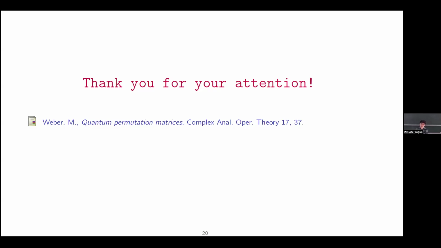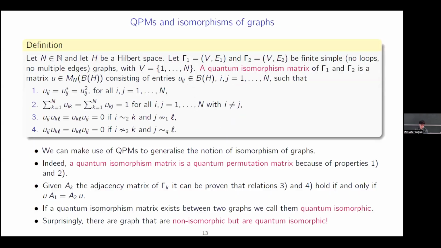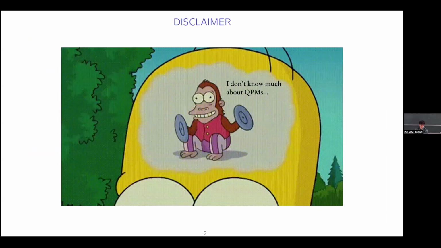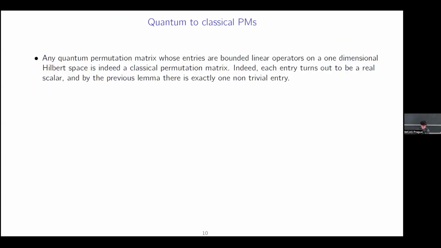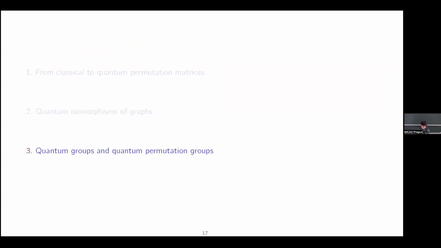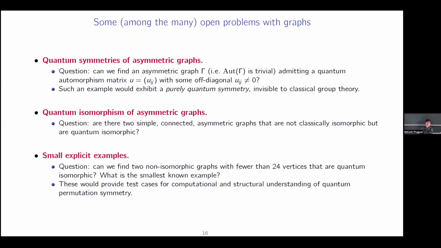More questions? Was the first slide equal? Yes. Let's go back there so that everybody can read. Not so much a question, but maybe a comment. I mentioned the open problem was solved. So the question here was, can we find an asymmetric graph which has quantum automorphisms? Yeah, we have examples of that.